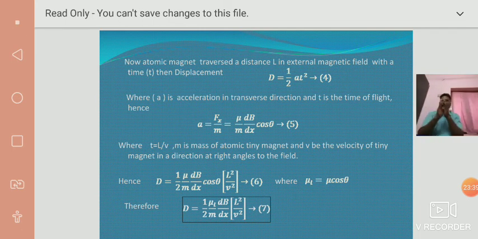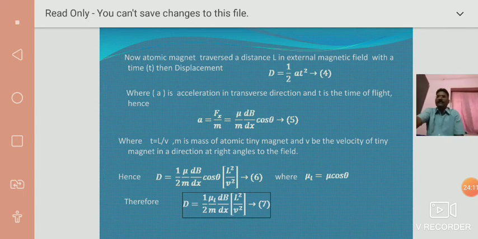Shift means displacement. Here, the deviation of the silver atomic beam in a non-uniform magnetic field, hence it is displaced. Therefore, the displacement can be written, according to the equation of motion, as d is equal to half at squared, equation number 4. Now, the atomic magnet traversed a distance capital L in the external magnetic field in a time t, then the displacement d is equal to half at squared. S is equal to ut plus half at squared, the well-known equation.